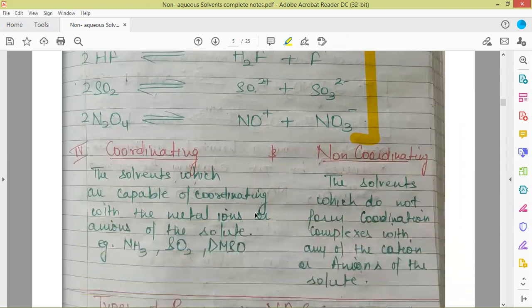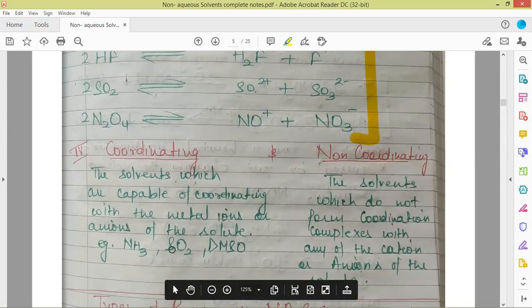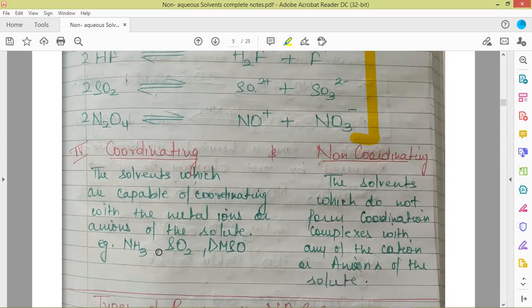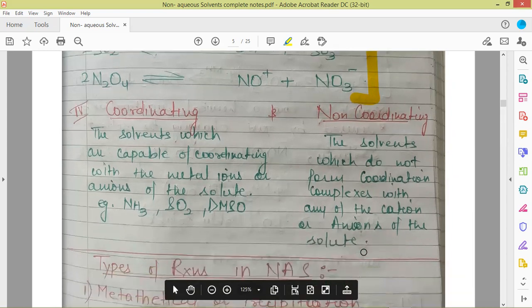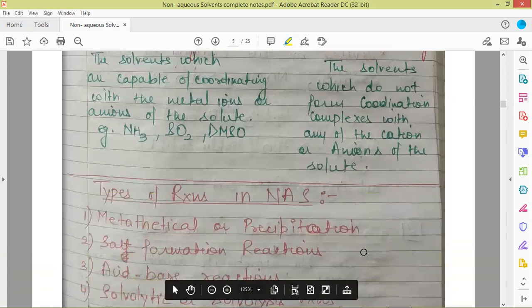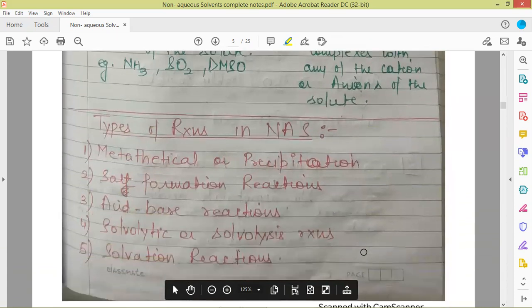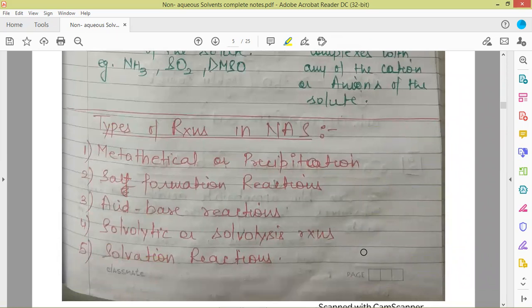So the next and last category is the coordinating and non-coordinating solvents. The solvents which are capable of coordinating with metal ions or anions of the solute are called coordinating solvents, or we can say which are capable of forming coordination complexes with the anions or the cations. And non-coordinating solvents are those which do not form coordination complexes with any of the cations or the anions of the solute. So based upon the types of solvents, further there are different types of reactions which can be carried out in non-aqueous solvents. There are 5 categories of reactions which can be carried out in non-aqueous solvents.